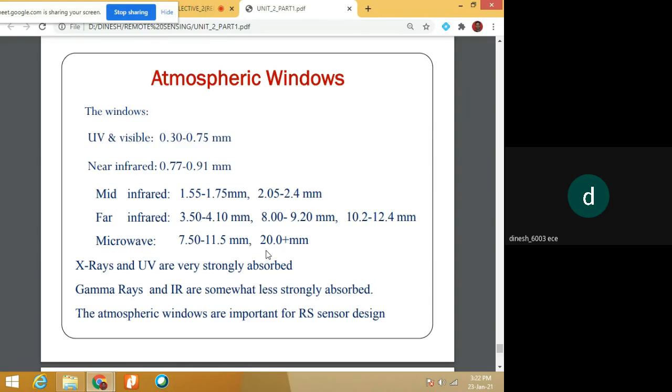Whereas the information about the ultraviolet and the visible spectrum, near infrared region, the mid infrared region, far infrared region, microwave region, having these specifications in micrometers. Everything is in micrometers. This is a typographical error. I'll change it. These are very importantly considered when designing a remote sensing sensor. So depending upon the wavelength, depending upon the application, the frequency is to be decided. Depending upon the frequency, the sensor is to be used.